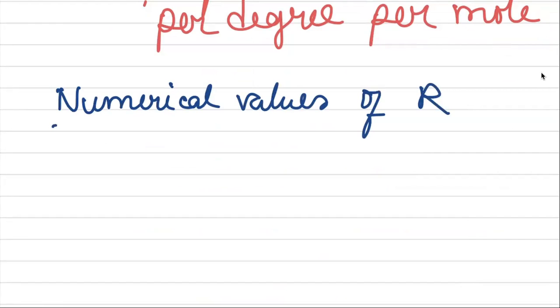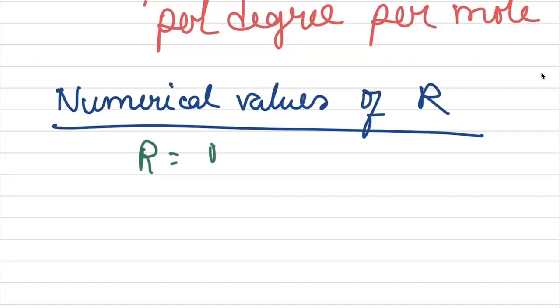Numerical values of R. Very important. So what is the equation for R? R is equal to PV by nT. Four equations are there. We'll just do only two because time will not permit, I think.